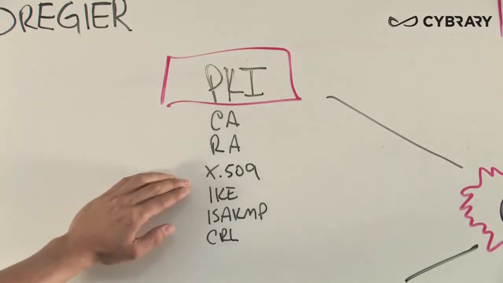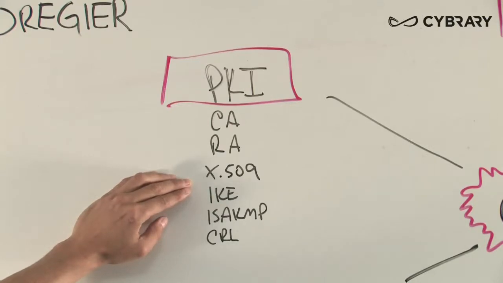Now, we just happen to issue X.509 certificates in the PKI world, but that would be the equivalent of a driver's license. And there's a good 80% crossover from all of the fields and values that are on your own driver's license to all of the fields in an X.509 certificate.